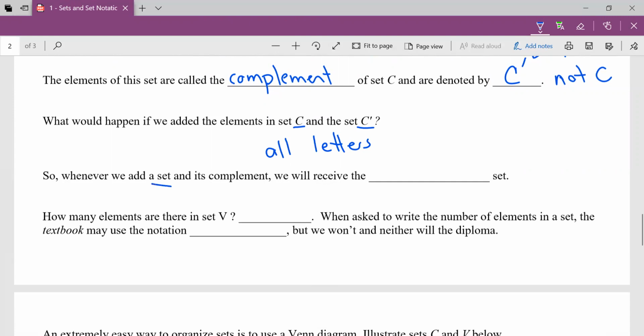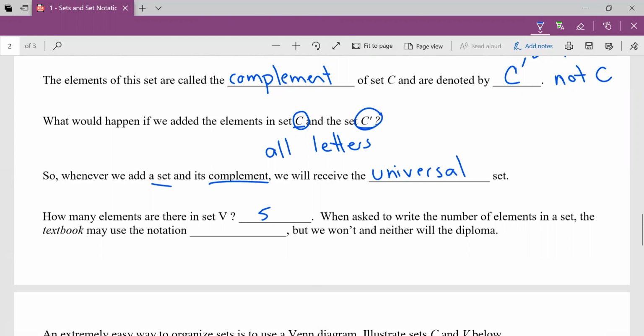Whenever we add a set and its complement, what did we really just get here? We just got the universal set. Whenever we add a set and its complement, we have to have everything in the universe, so we get the universal set. Now, how many elements are there in set V? Well, A, E, I, O, U, so there's 5. So the answer is simply 5.